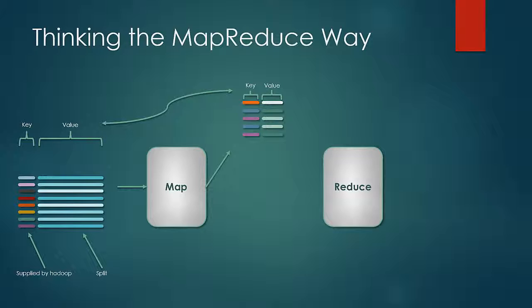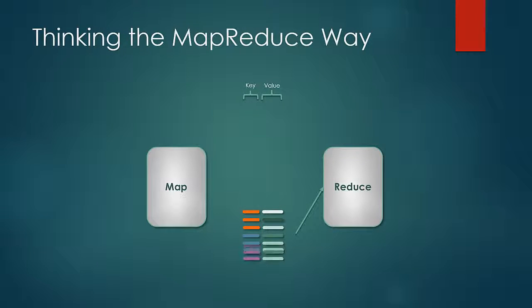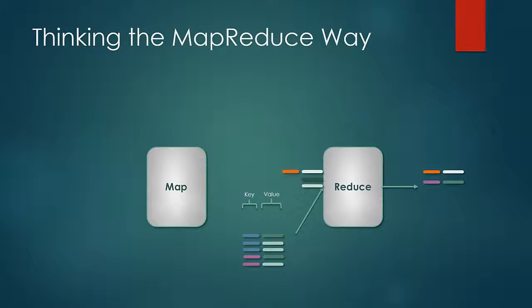So the whole input would be processed and output would be created. The map output would be shuffled and sorted on the basis of keys. So now all the values from the same key are put together. Now these values are fed into the reducer. The intermediate key value output would be created by multiple maps.